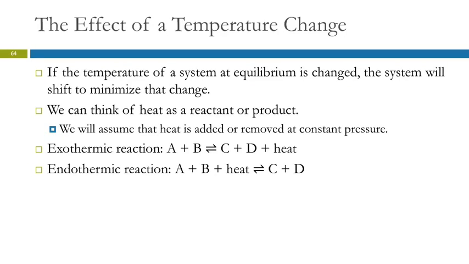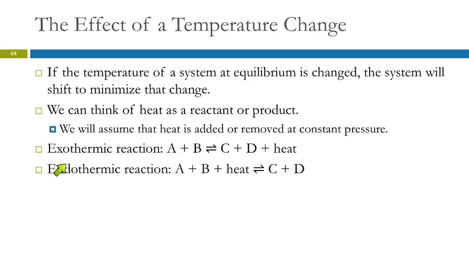So what if we change the temperature of a system at equilibrium? Well, it's going to shift to minimize that change. We can think of heat as being a reactant or product. And here we're going to assume that things are happening at constant pressure because that makes things easier.